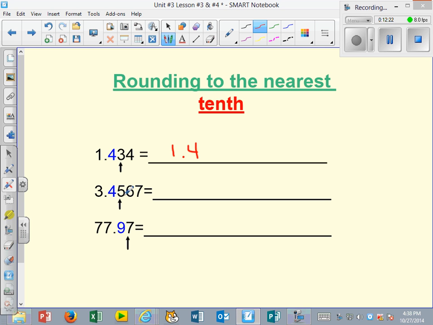3.4567, looking at the 5, the 4 is in the tenths place, the 5 and more you round up, so this would be 3.5. And then the last one, if you copy down 77.97, the 9 is in the tenths place, the 7 tells the 9 to round up. Now because this is a 9, it actually tells the 9 to round up to 10, so this one you would end up with 78. If you would copy those 3 problems down, that would be great.